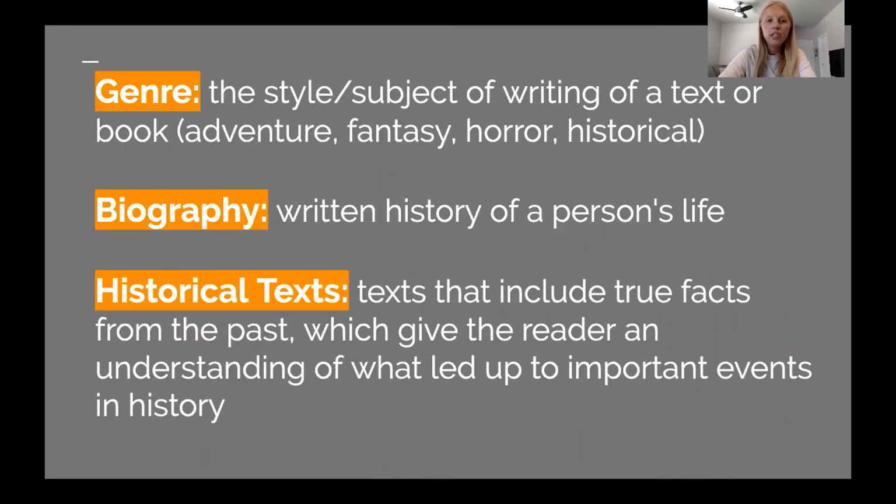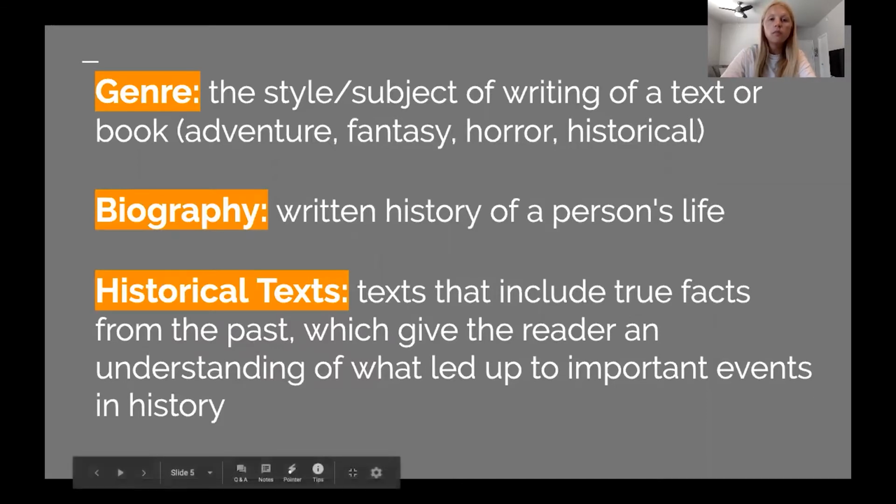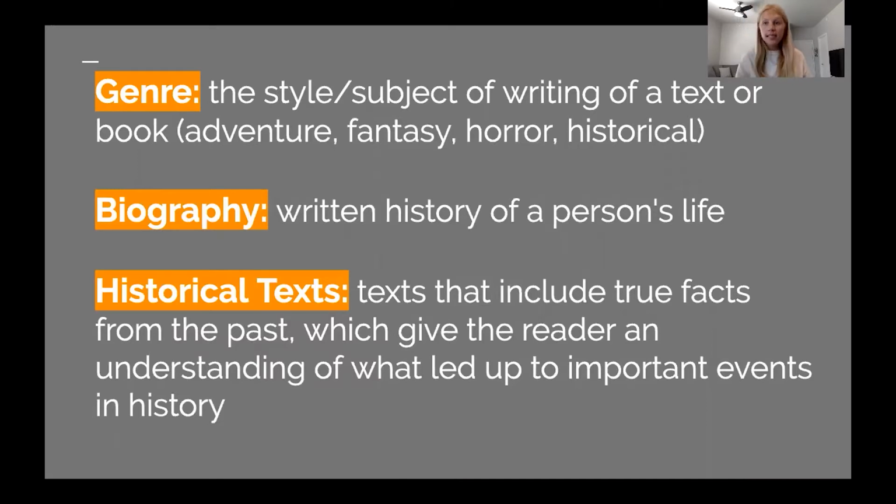Okay, so for our definition of genre, it is the style slash subject of writing of a text or book. In parentheses, I have included some examples, which are adventure, fantasy, horror, and historical. So genre is really just the style or subject of writing of a text or a book. For a biography, it is written history of a person's life. So a biography is written by somebody else, and it is written history of a person's life.